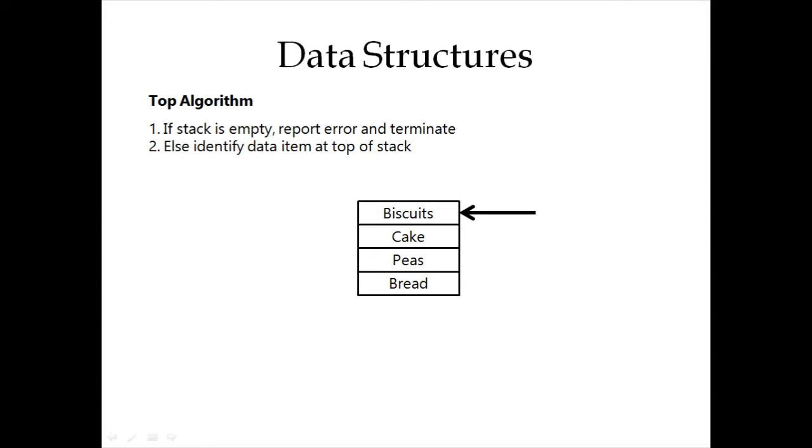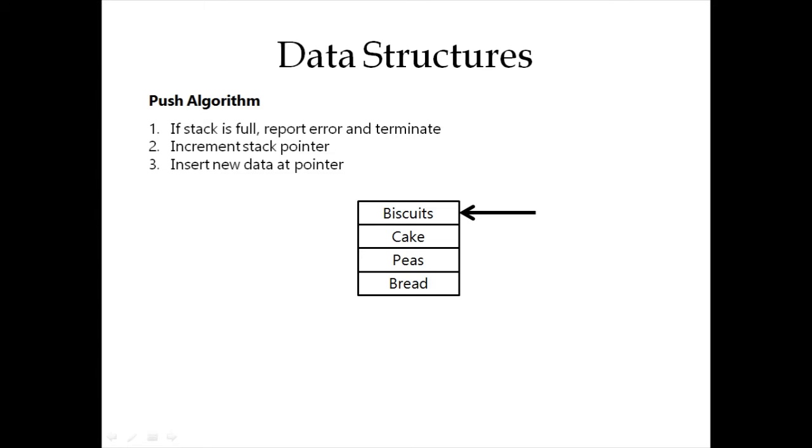Top tells us the data value at the top of a stack without removing it. If the stack is empty, an error is reported. If the exam asks for an algorithm, it's important to include error handling. The top data value is the only one that can be read. Push adds an item to the top of the stack.